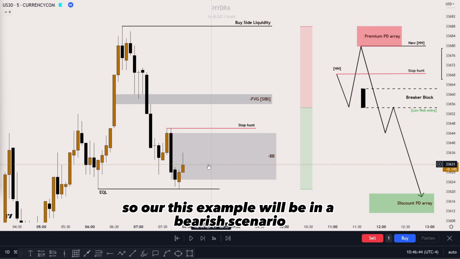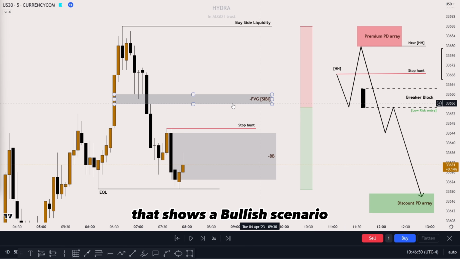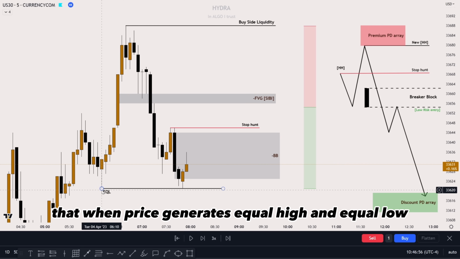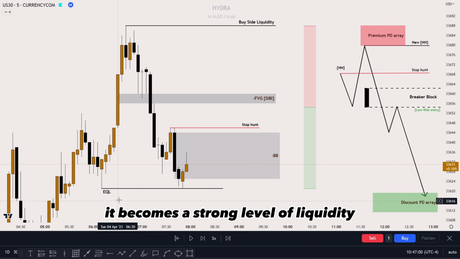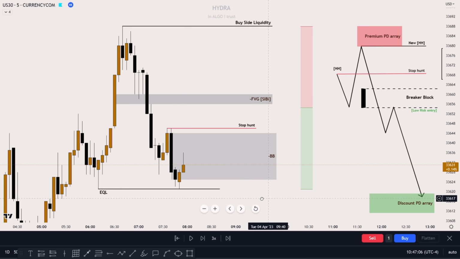So this example will be in a bearish scenario. Don't worry, I'll take you into another example that shows a bullish scenario. So just before I start, it's a tip. Just remember that when price generates equal high and equal low, it becomes a strong level of liquidity and price likes to come back to these levels and clean it out.